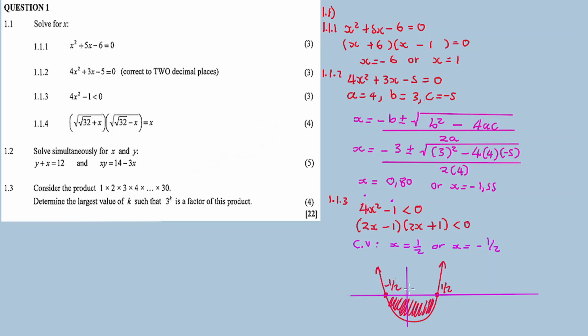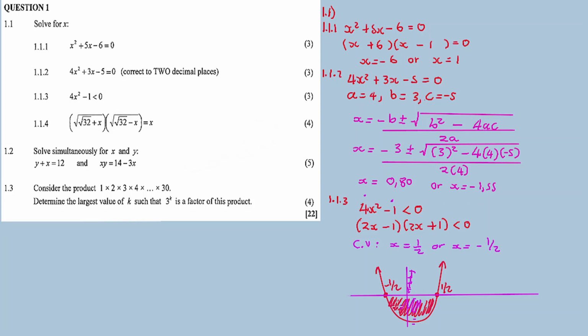Between minus half and positive half. Why is it between minus half and positive half? It's because of less than. Whenever 4x squared minus 1 is less than zero, or negative, the y values are below the x-axis, negative, negative, negative, and above the x-axis we have positive values. So if it was greater than, we would look at solutions above the x-axis. If it's less than, we look at solutions below the x-axis.